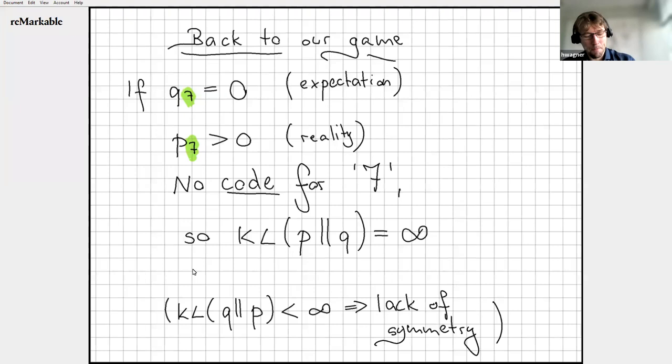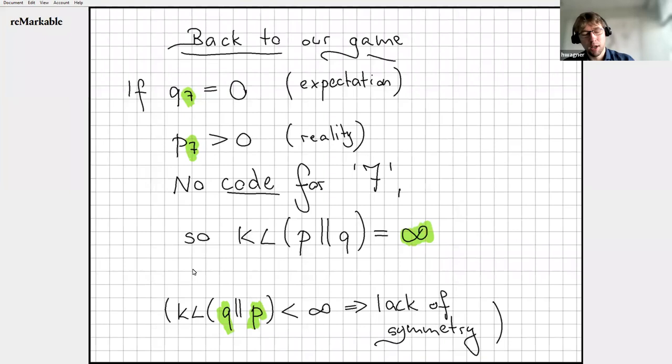So this explains this infinity here. This is actually quite intuitive, and it conveys something important. This also shows that it's easy to see that if we swap the roles of P and Q, if we were prepared to see sevens, but they would not happen in practice, in other words, if we computed KL in the opposite direction, then this value would be smaller than infinity. This would be finite, because we would have a code for a seven, we would just not use it.